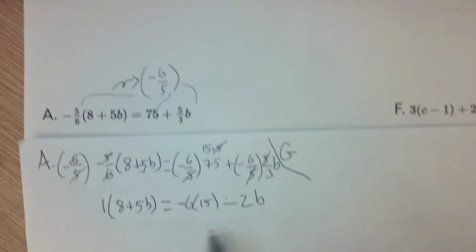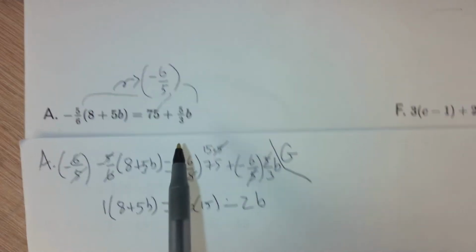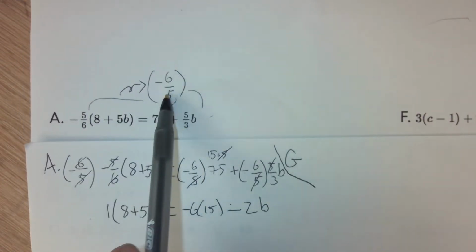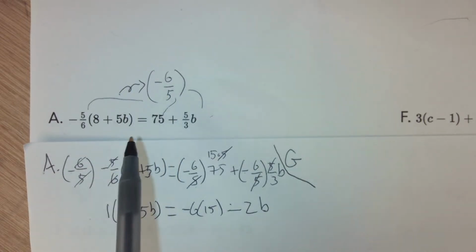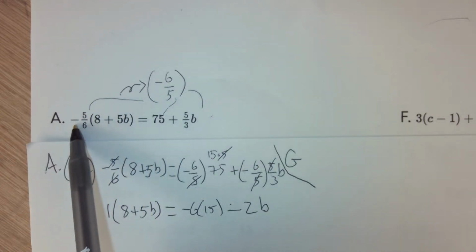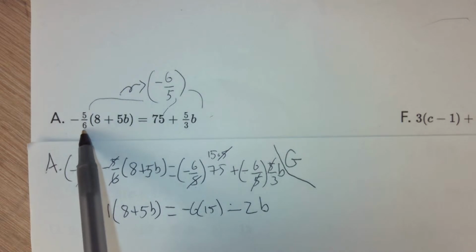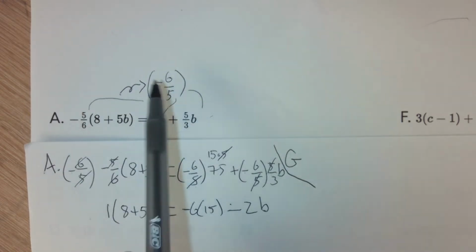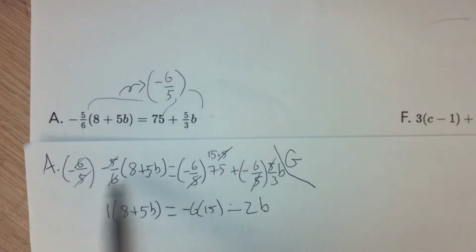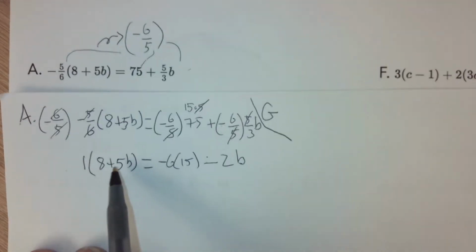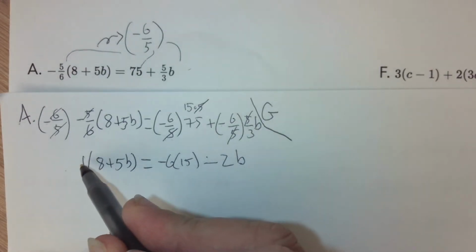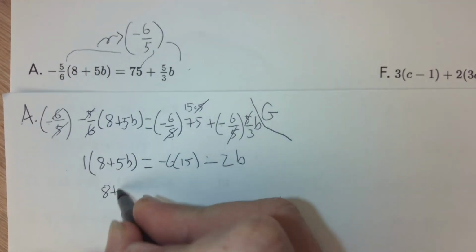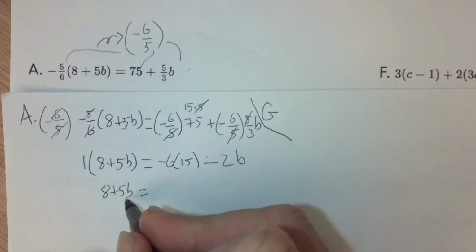So it really helped to multiply everything by the reciprocal of negative 5 sixths, which was negative 6 fifths. Now, be careful. Reciprocal doesn't mean to get the opposite. If I have negative 5 sixths, I just flip it. I keep it negative. Anyways, I have just simplified all this. This is my new equation. Now, 1 times any number is the number. I just rewrite 8 plus 5b equals 6.